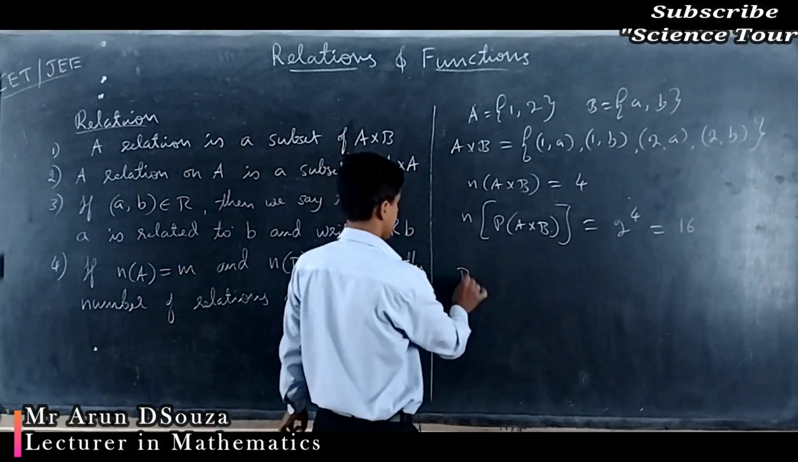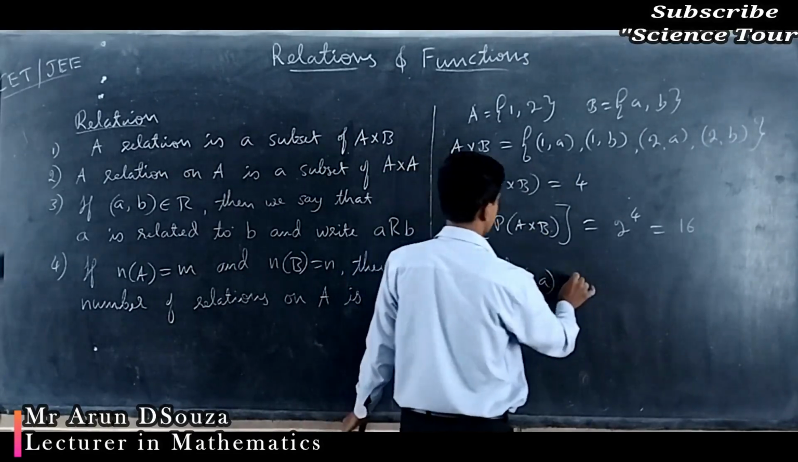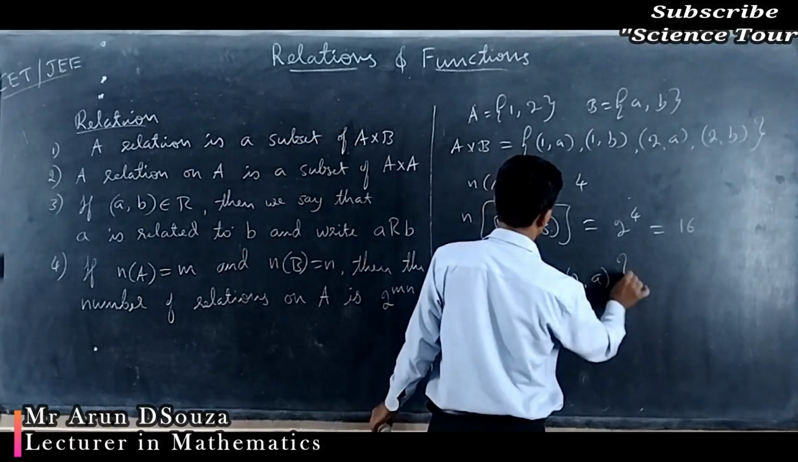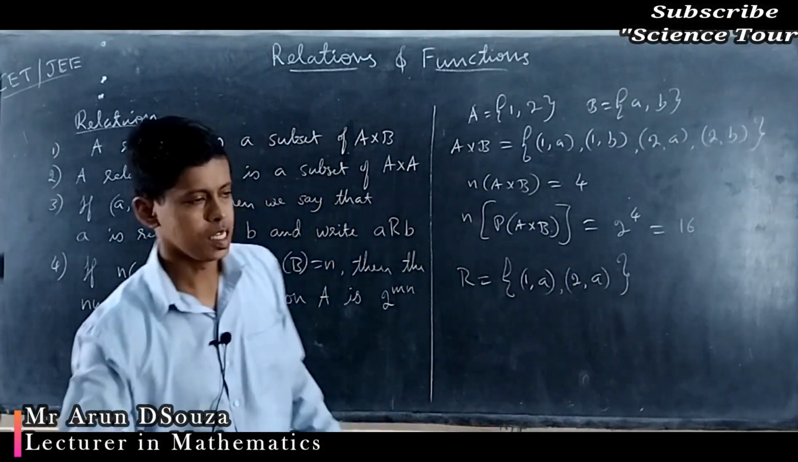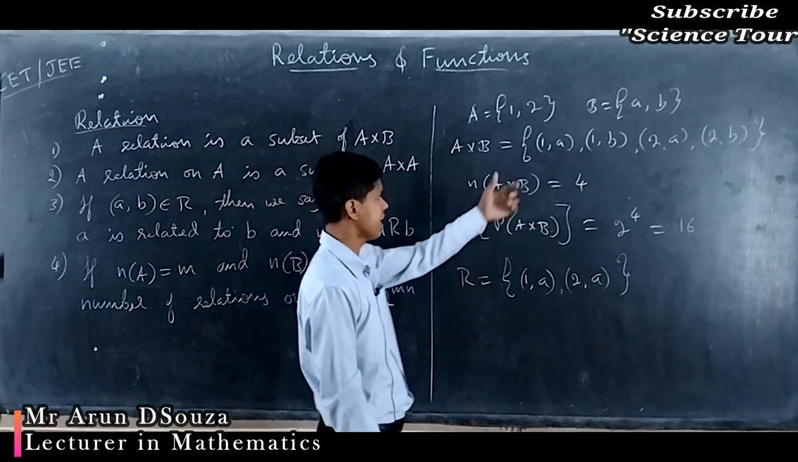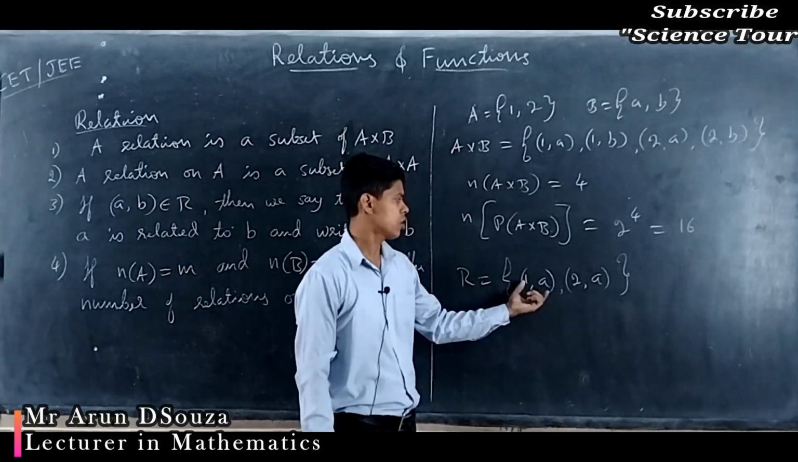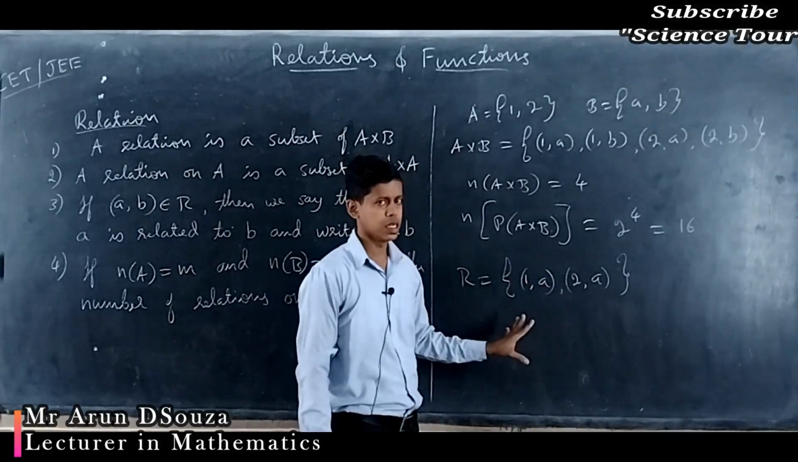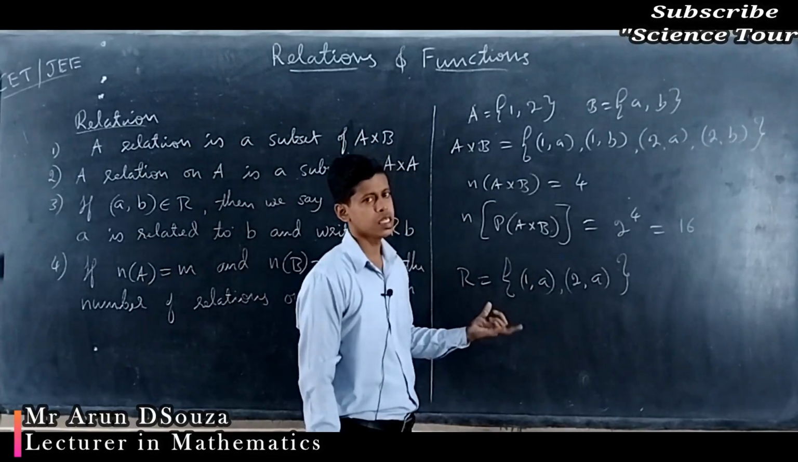For example, I write a relation like this. I'll write just (1, a) and (2, a). So this is also a relation. You can write any other subset. You just write one element, (1, a), a singleton set, but still that is a subset, and that's a relation. So every subset is a relation.